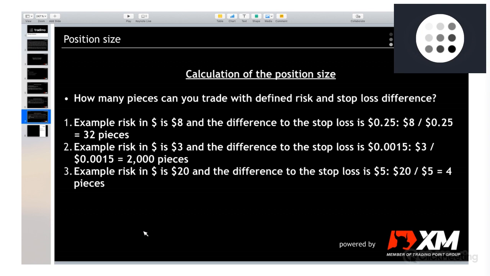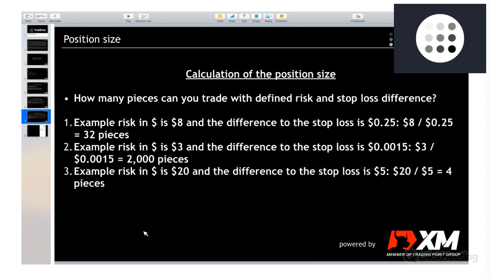And the last example here is you risk $20 and the difference to the stop loss is $5. Then you calculate $20 divided by $5 and the result is 4 pieces. For example, this is a stock. You can trade 4 shares of the company. Was that clear to you?